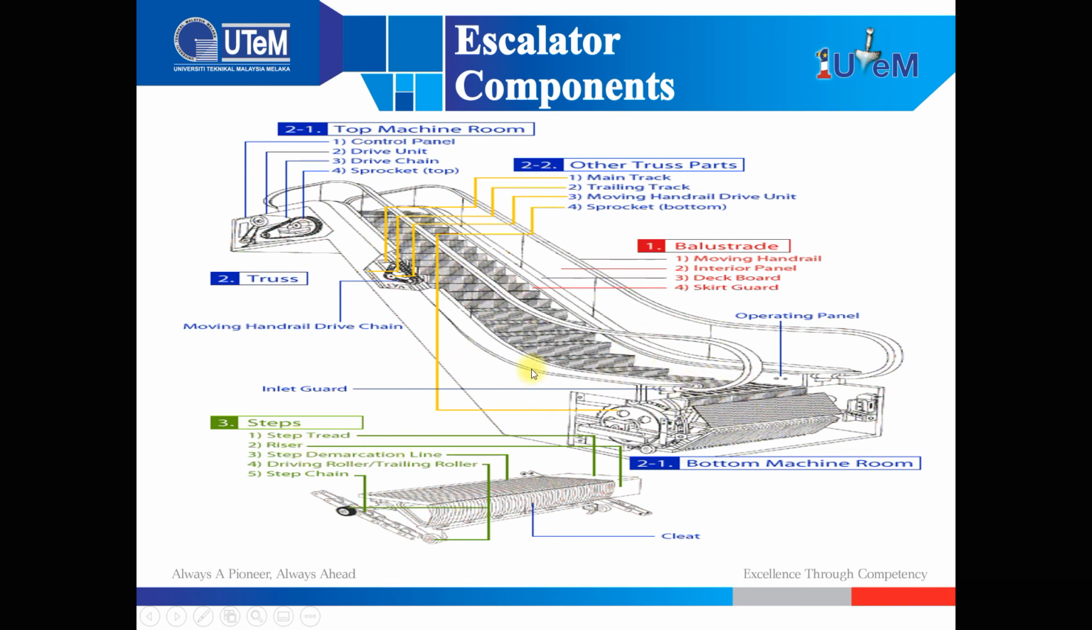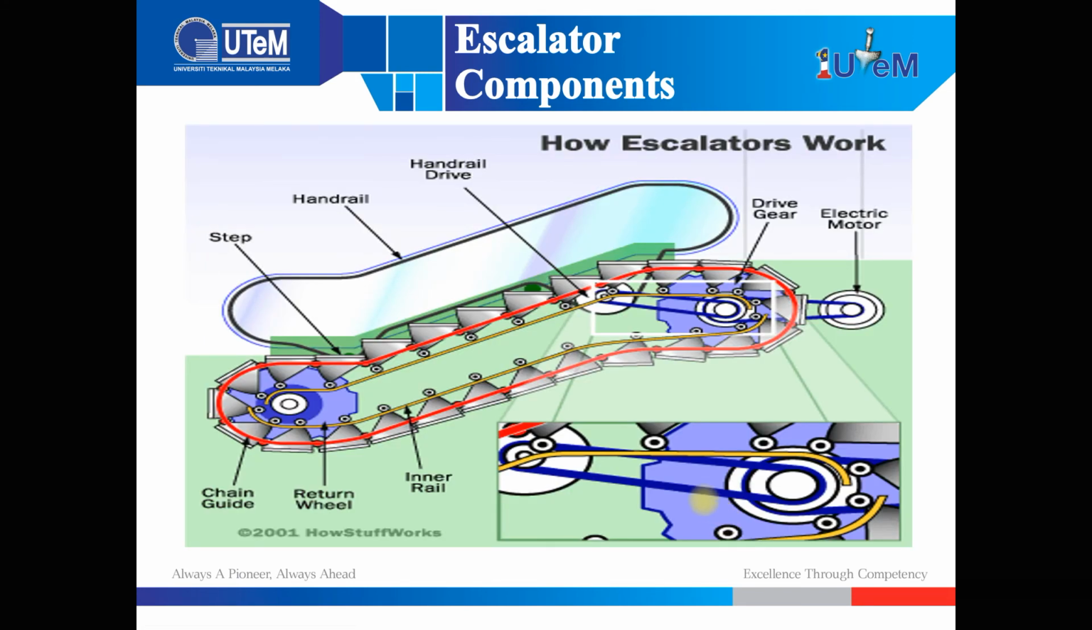Okay, other truss parts are the main thread, trailing track, moving handrail, drive unit and sprocket bottom. Okay, handrail ni yang atas ni, yang kita pegang ni, ni handrail. Okay, so this one is another illustration of the escalator component. We have the drive gear, where it transmits the apa nama, not the energy, transmits the rotation from electric motor to the drive gear to drive the step, at the same time to drive the handrail.